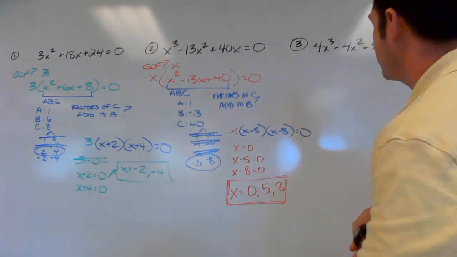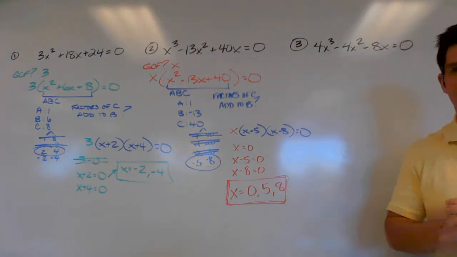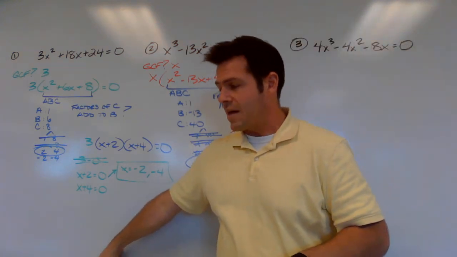Question number 3 here, I got 4x to the third power minus 4x squared minus 8x is equal to 0. So I'm going to go ahead and take that and plug that in.